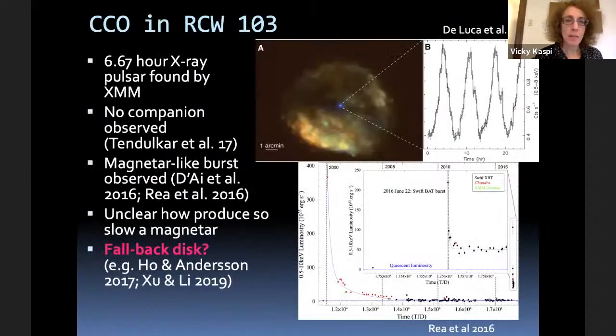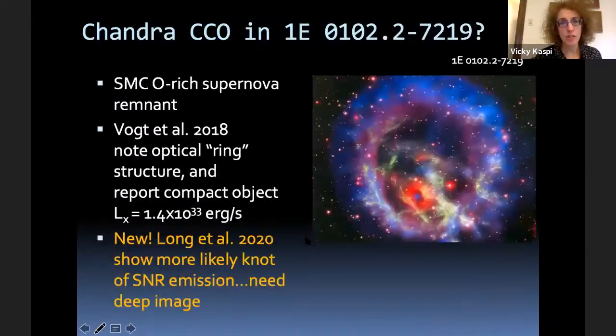Nanda also already mentioned this, so I think I'll skip it, except just to say the CCOs, like I say, some of these might be a mixed bag. There was a magnetar-like outburst from a 6.6-hour X-ray pulsar inside the supernova remnant. Now, how do you get isolated neutron stars spinning at 6.67 hours? That seems very strange. No evidence for binarity. Why would it undergo a huge magnetar outburst like this? Also very curious, very, very interesting source.